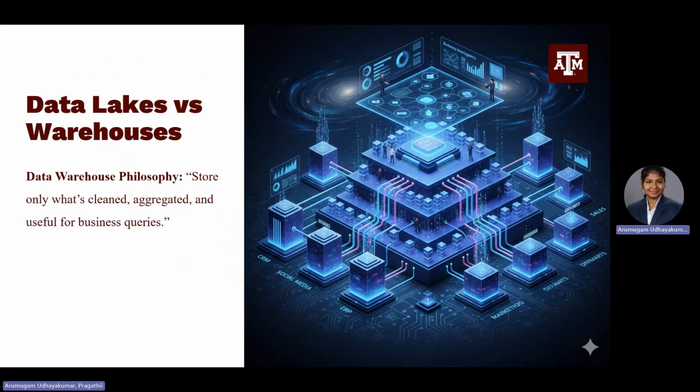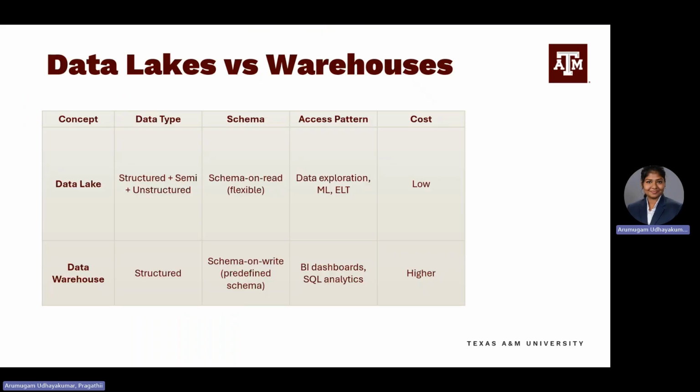And the basic philosophy of a data warehouse is to store only what's cleaned, aggregated, and useful for business queries. Similar to how a warehouse is organized, where everything is encapsulated in a box and stored in a rack manner, here the data is stored in a cleaned and aggregated way, in a specific table with a predefined structure. So this is how a data warehouse works. And now let's see the main differences between lakes and warehouses.